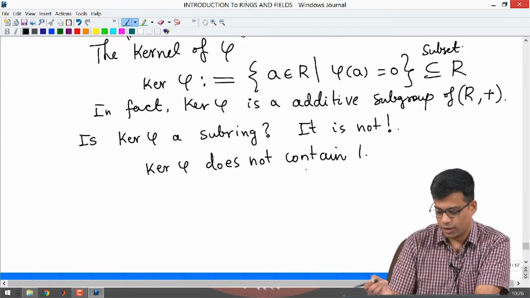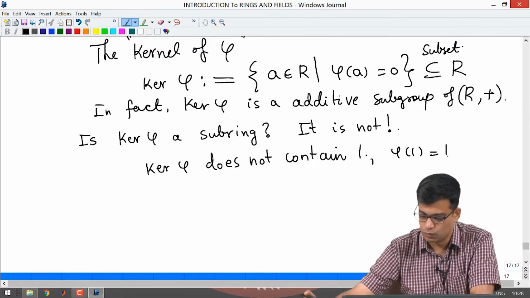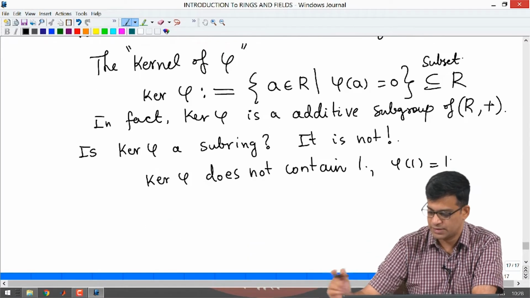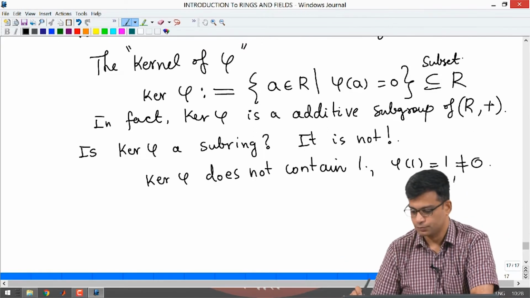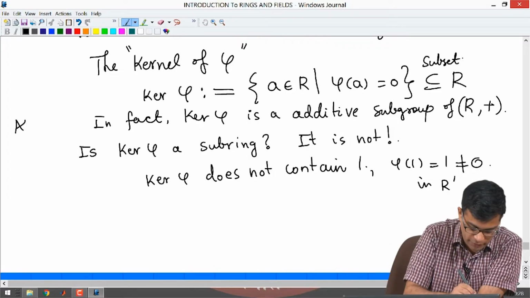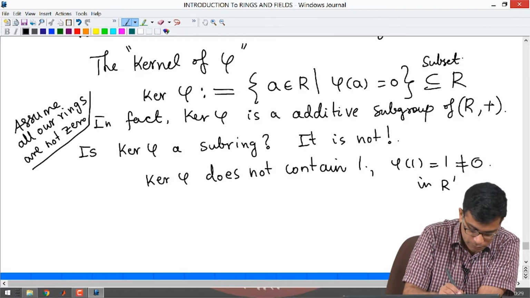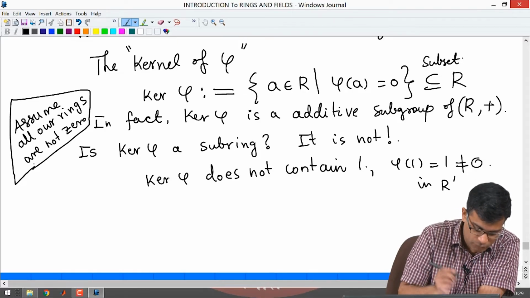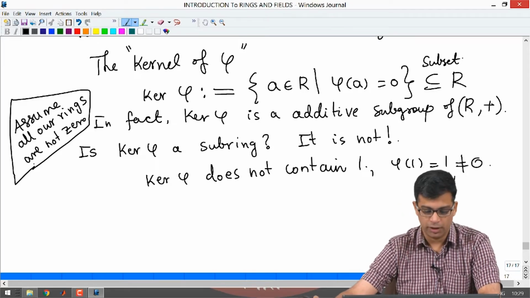The kernel does not contain 1, because what is phi of 1? By definition, phi of 1 is 1, and I am assuming as always that 1 is not 0 in R prime. All our rings are nonzero, so there are at least 2 elements, 1 and 0, and they are distinct. So, 1 is not 0. So, ker phi is not a subring.